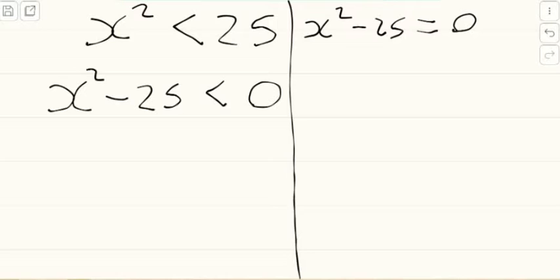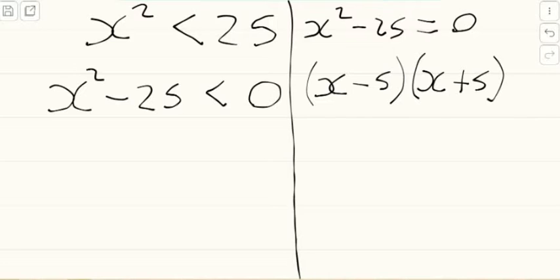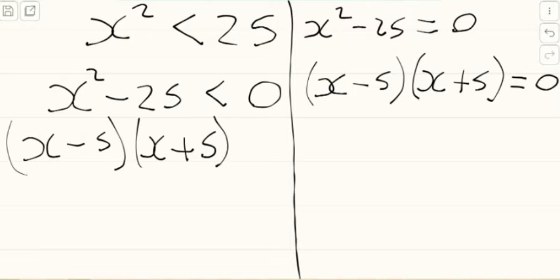So here I can solve by factorization. And as we notice, it's a difference of 2 squares. So that becomes x minus 5, x plus 5 equals 0. So over here as well, I'm going to factorize to x minus 5, x plus 5 less than 0. And now looking back on the right-hand side, we have x minus 5, x plus 5. Now, the critical points there would be x equals 5 or x equals minus 5.